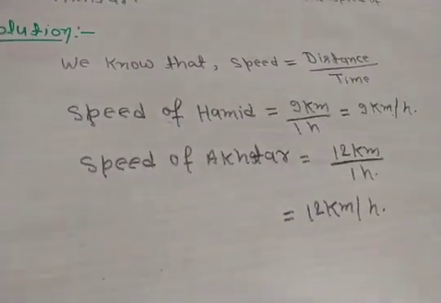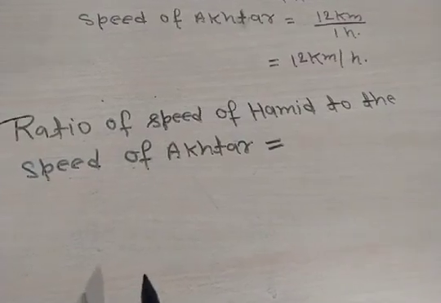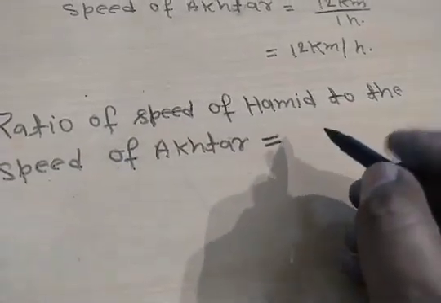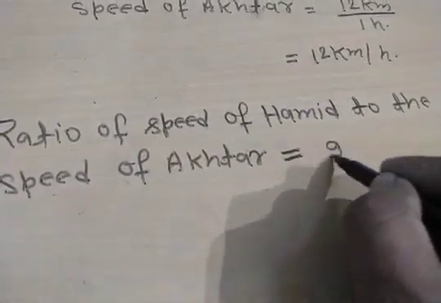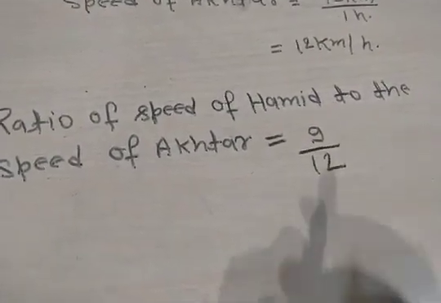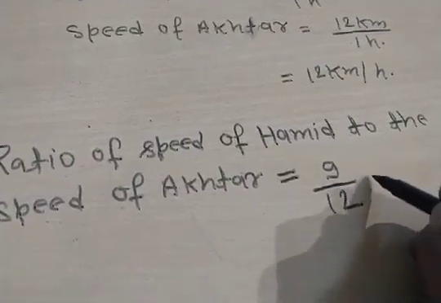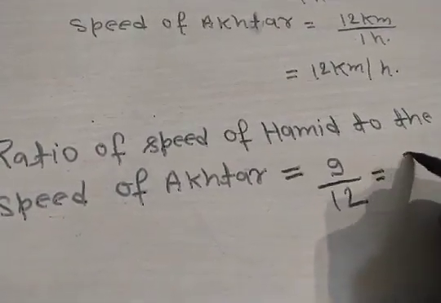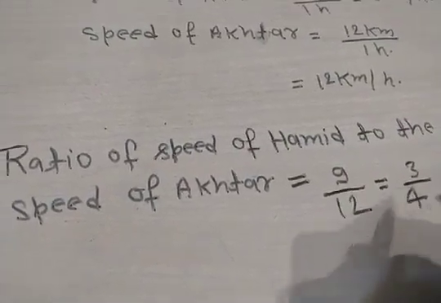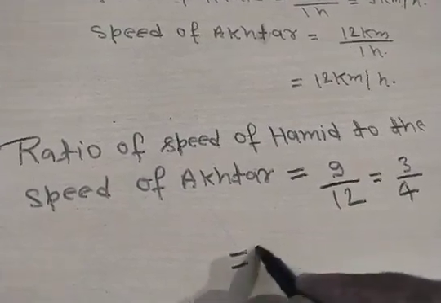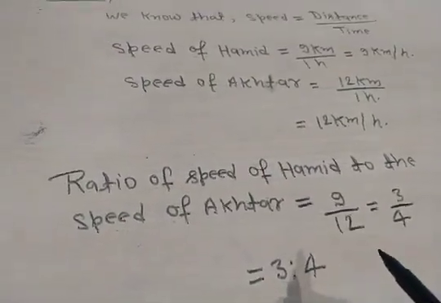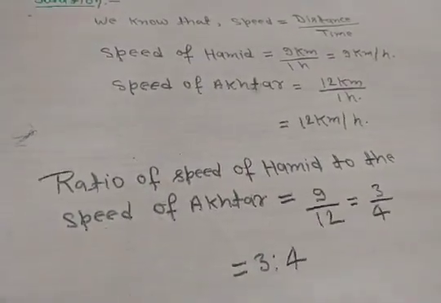Now we find the ratio. Here the ratio of speed of Hamid to the speed of Akhtar. The speed of Hamid is 9 by 12. Now we simplify it. If you simplify it, 3 times 3 is 9 and 3 times 4 is 12. So the ratio is equal to 3 ratio 4. This is your whole solution of question number 4.